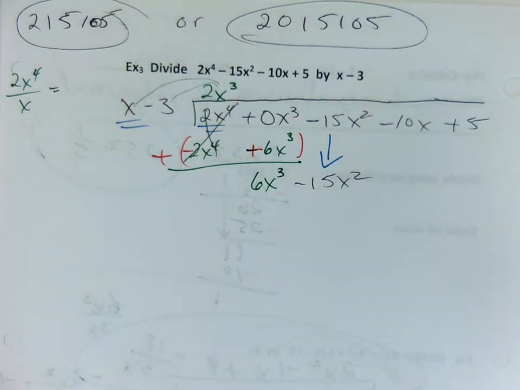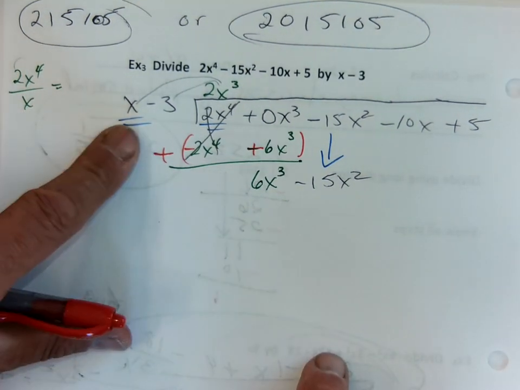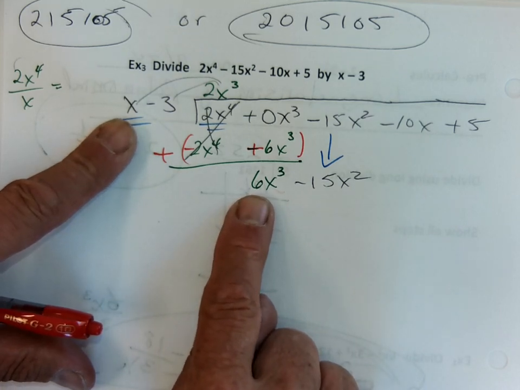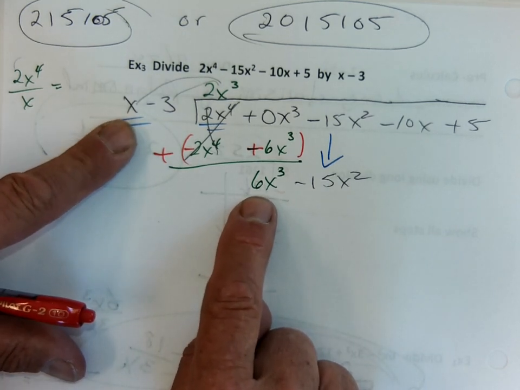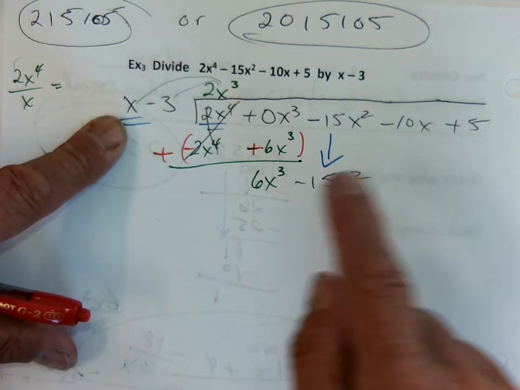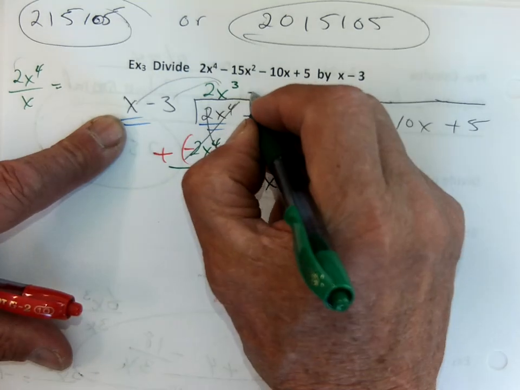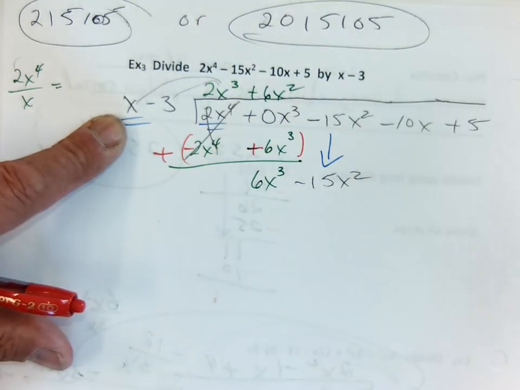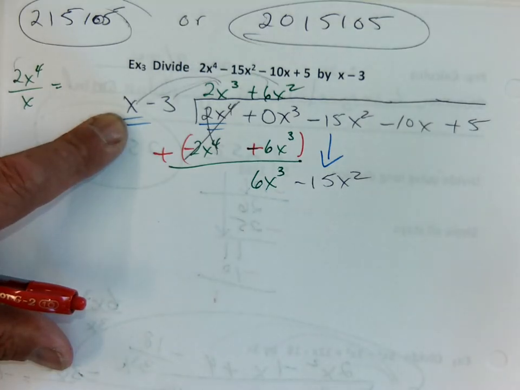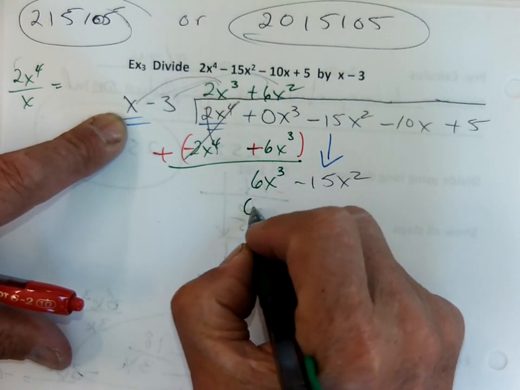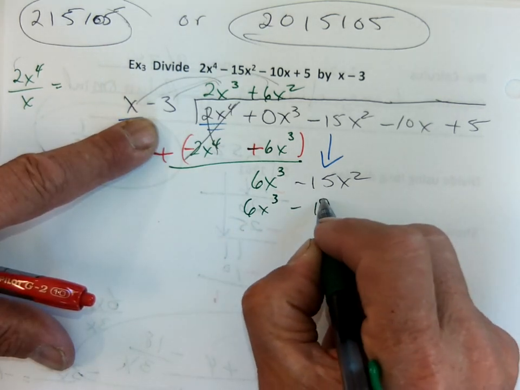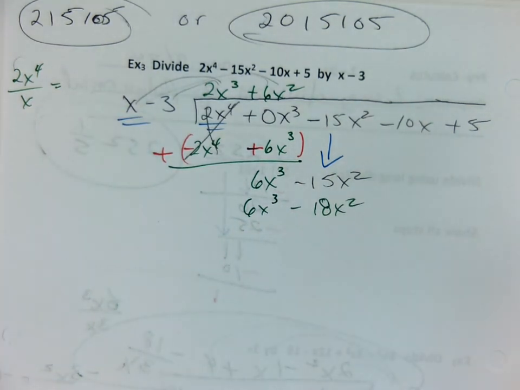And we'll do it again. X goes into 6x cubed. How many times? 6x squared. You guys see that? Again, you can do a side division if you want to, but it's going to be a positive 6x squared. I'm going to multiply. I'm going to get a 6x cubed minus 18x squared.